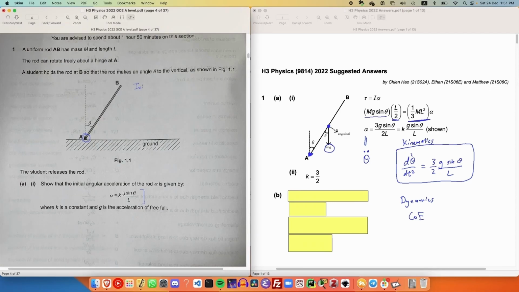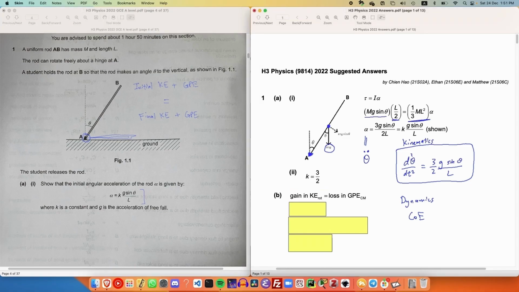The initial kinetic energy of the system is zero, but because the rod has not touched the ground, there is some positive GPE. In contrast, in the final scenario where the rod is lying on the ground, the rod would have some positive kinetic energy, but the gravitational potential energy would be zero. This allows us to obtain the relation that the gain in rotational kinetic energy from the initial to the final state equals the loss in gravitational potential energy from the initial state to the final state.